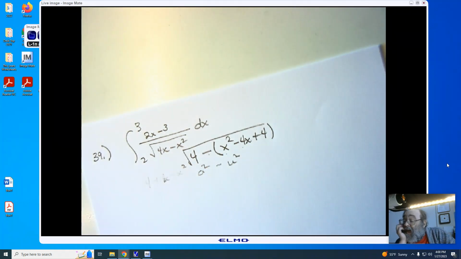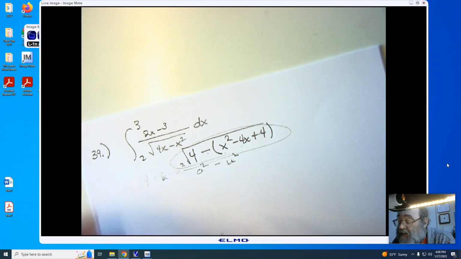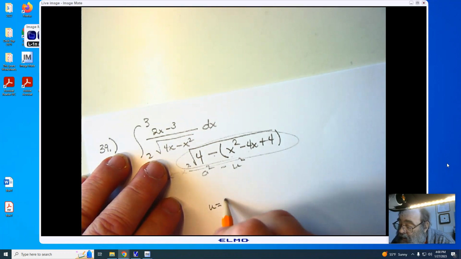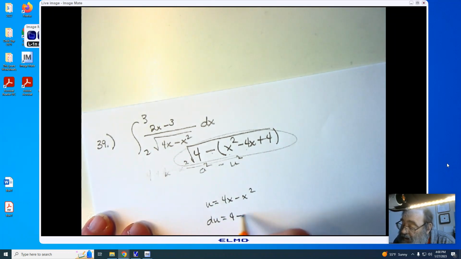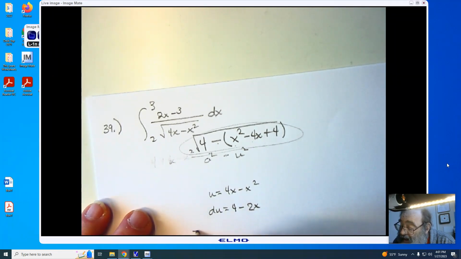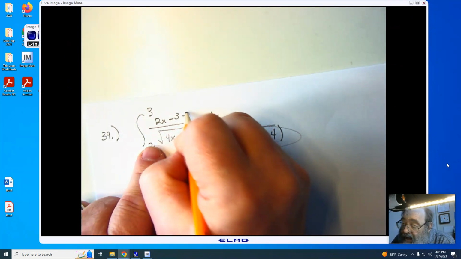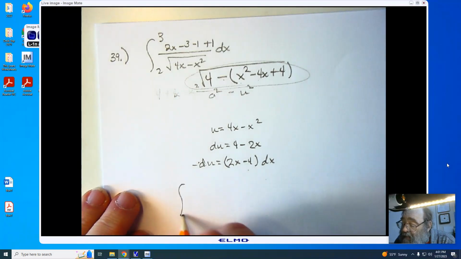And that right there is the first step. So you can see that this piece right here is actually going to be in the second part. So let's see what we can do. If I were to take my derivative and I let u equal 4x minus x squared, then my du is going to be 4 minus 2x, or negative du equaling 2x minus 4 dx. Now that means I have to subtract 1 to get that minus 4, but I'm also going to add 1. And this now gives me the two problems that I'm looking at.